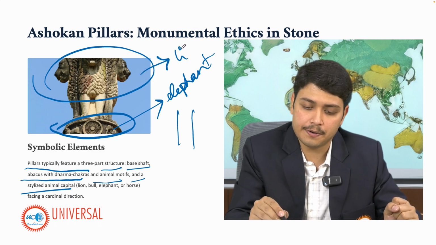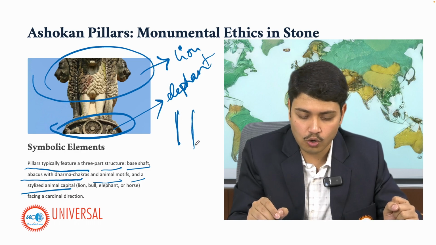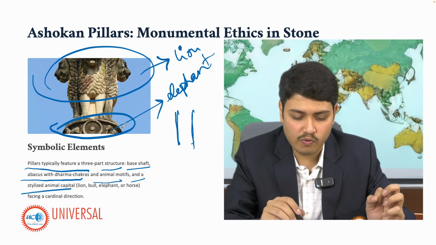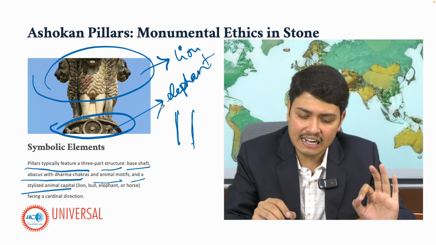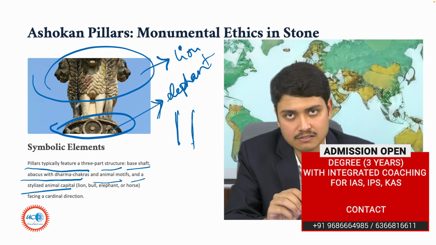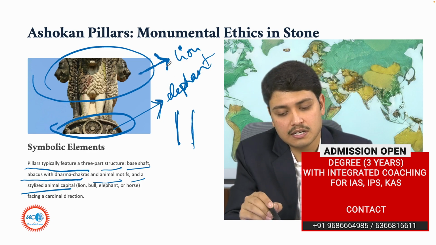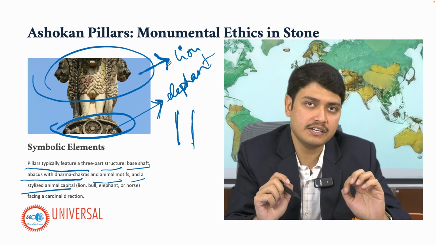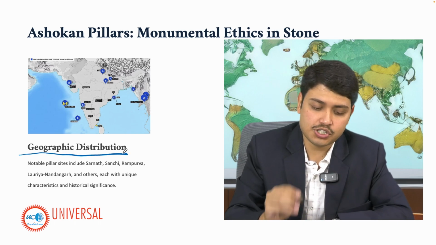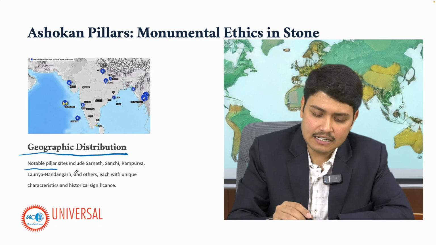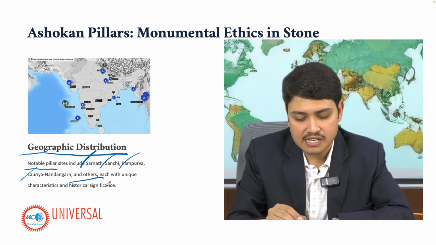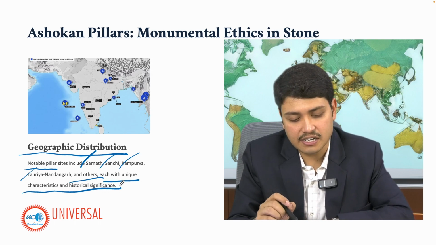This is the animal capital. Here it is a lion. So we have the shaft on which it is standing. Then we have the abacus where we have the dharma chakra and the elephant or animals of any sort. After that, on the top of it, we have the capital. In the image I am showing right now, it is a lion. Now, Ashokan pillars, geographical distribution. Notable pillar sites include Sarnath, Sanchi, Rampurva, Lauriya Nandangarh, and others, each with unique characteristics and historical significance.